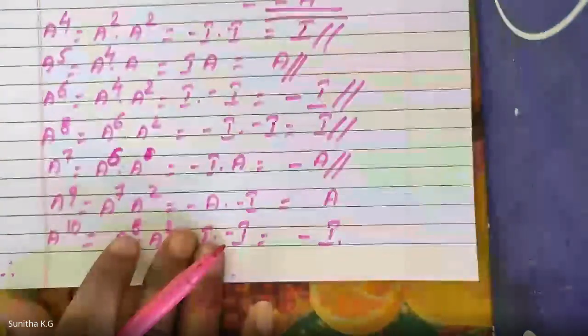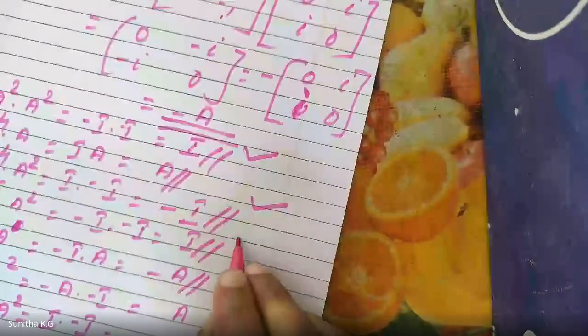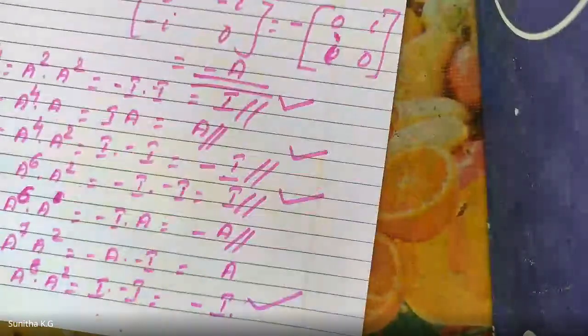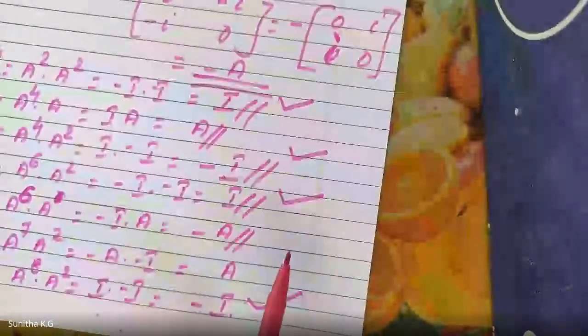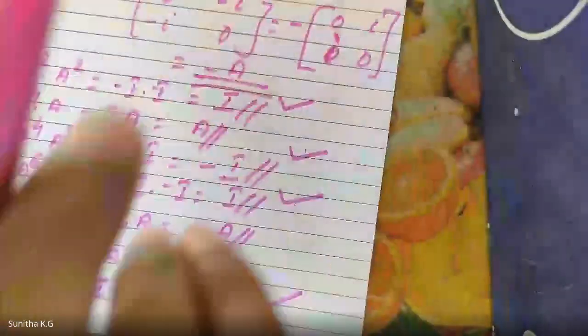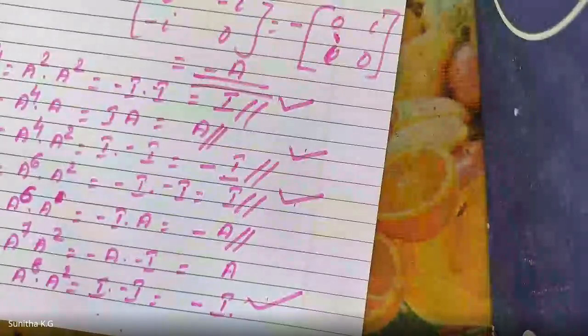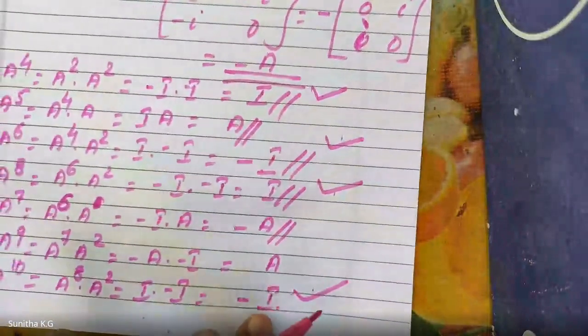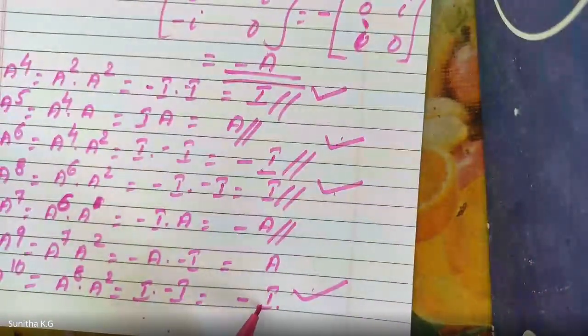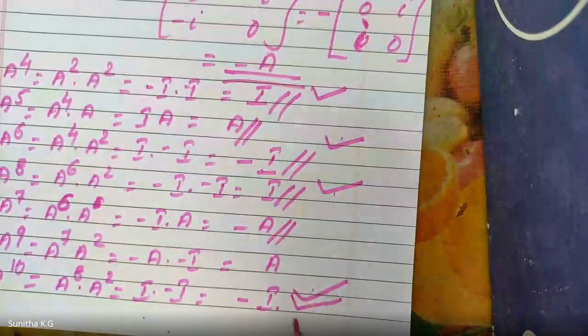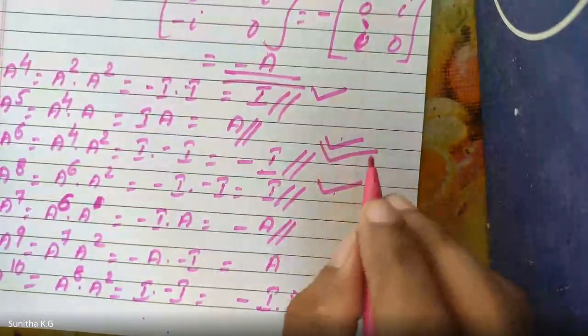Leave A. Start from A square and add. What is A square? Minus I. How many i's are available? I am ticking the values of I we have obtained. Okay? Yes, teacher. How many i's have we obtained here? 5. Yes, ma'am. How many minus I? 1. I will double tick the minus I's.